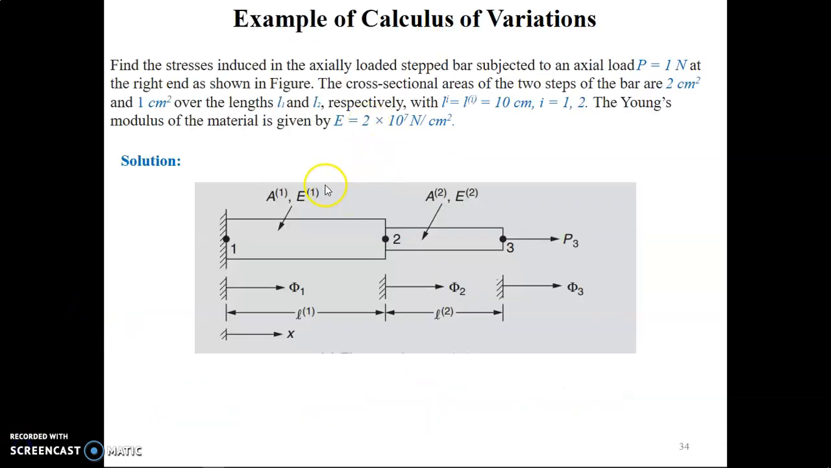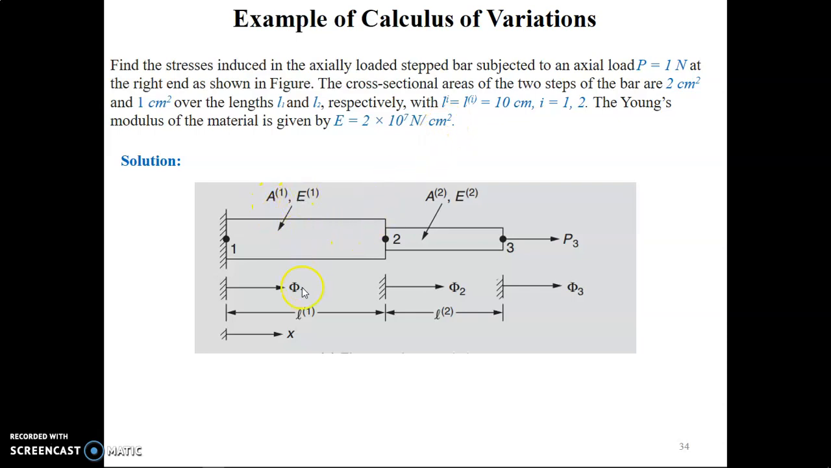In this problem, we need to find the stresses induced in the different elements, or different steps, of the bar, which is subjected to a load of 1 Newton at the free end. The cross-sectional areas of the two steps are 2 cm square and 1 cm square, and the length of each step is 10 cm. The Young's modulus is given as 2 into 10 raised to the power 7 Newton per centimeter square.